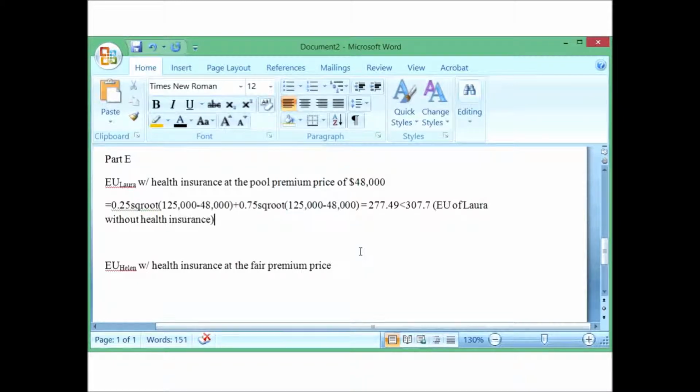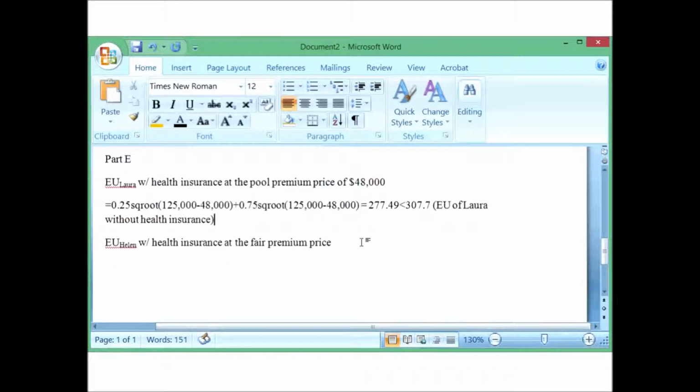Logically speaking, if you're going into an investment project, do you want to pool risk with safer projects or with more risky projects? So that's the idea there. Okay, so Laura will opt out. Now let's see if Helen would accept it. So Laura would not purchase at the price of $48,000.